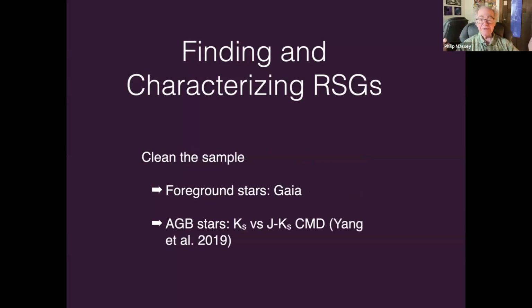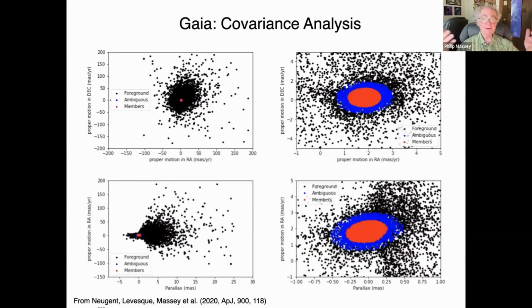Then we have to clean the sample. We can remove foreground stars using Gaia, and we can make a first pass at removing AGB stars, at least for the brighter red supergiants, using a near-infrared color magnitude diagram, following the pioneering work of our good friend and colleague, Ming Yang. This is an example of what we do with Gaia data. We do a covariant analysis. This allows us not only to eliminate the objects that are clearly foreground stars and identify the stars that are clearly members, but it also lets us assign a probability of membership to the ones that are in between.